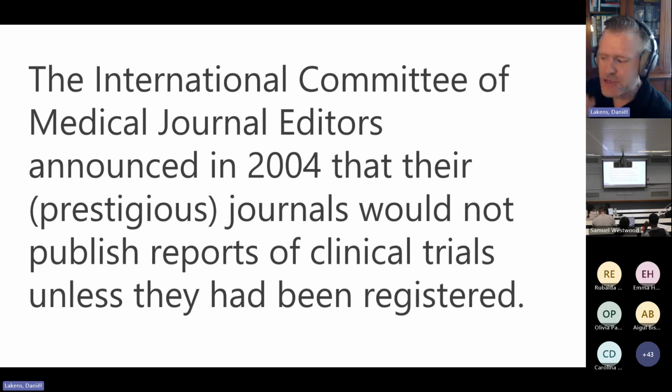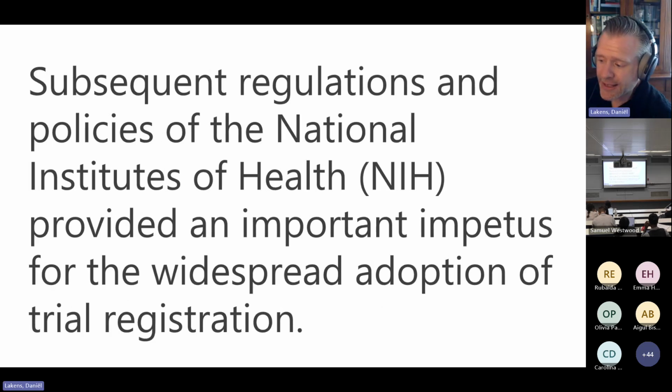The International Committee of Medical Journal Editors, a group of editors of top journals in this field, said, hey, you know, we really think that this is important. We will only start to accept studies that appear in a registry from 2004 onward. Well, then people wanted to get into those journals, so they started to register. And there were subsequent regulations by funders. National Institute for Health, for example, really pushed these registries as well, made sure that they would happen.